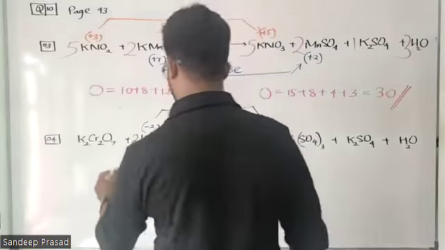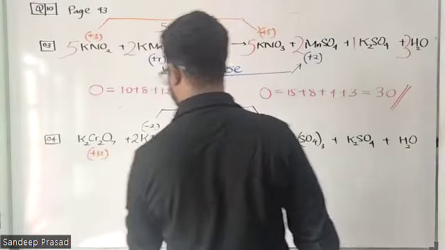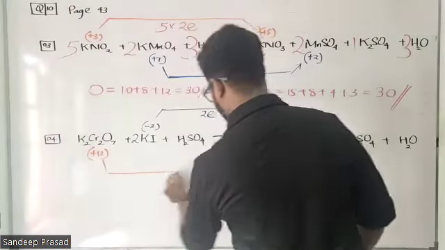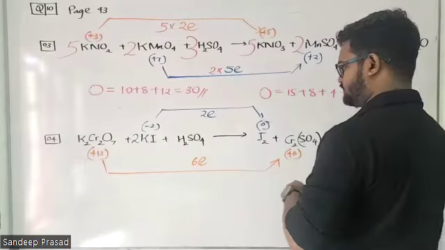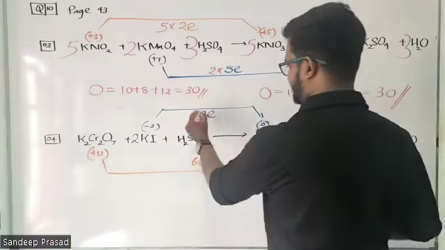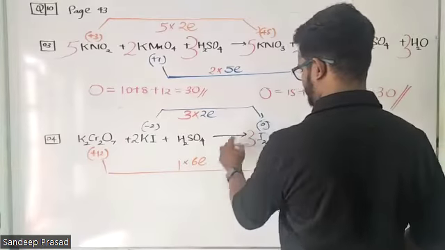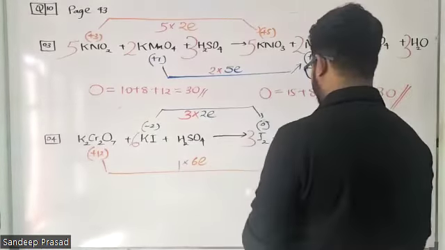And here you can see that 2 chromium atoms are there, plus 12. Here also 2 chromium atoms are there, plus 6. Plus 12 to plus 6, the decrement is 6. Therefore, multiply this one by 3, this one by 1. Already 2 is there, so 2 into 3 is 6.